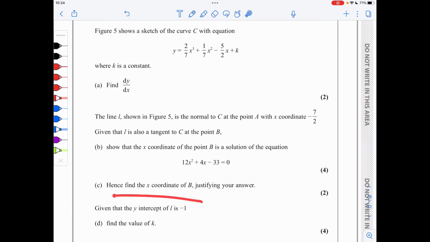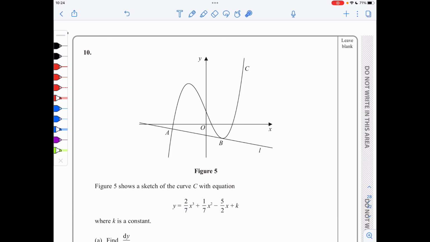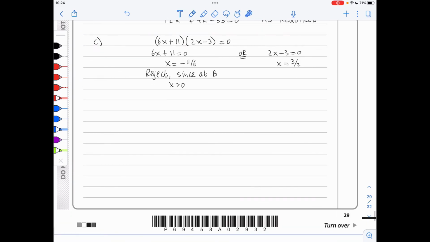In part D, we need to find the value of k given that the y-intercept of line L is negative 1. I will start by finding the y-coordinate of point B in terms of k. So we substitute x is 3 over 2. So when x is 3 over 2, we get that y is 2 over 7 times (3 over 2) cubed plus 1 over 7 times (3 over 2) squared minus 5 over 2 times 3 over 2 plus k. This gives an answer of minus 69 over 28 plus k.